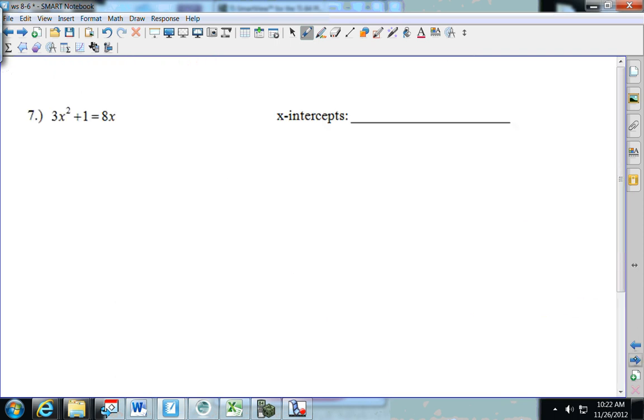Let's go and look at the next one. All right, first off, is it in standard form? No. Let's fix it. Subtract 8x from each side. 3x squared minus 8x plus 1 is 0. Now it's in standard form.